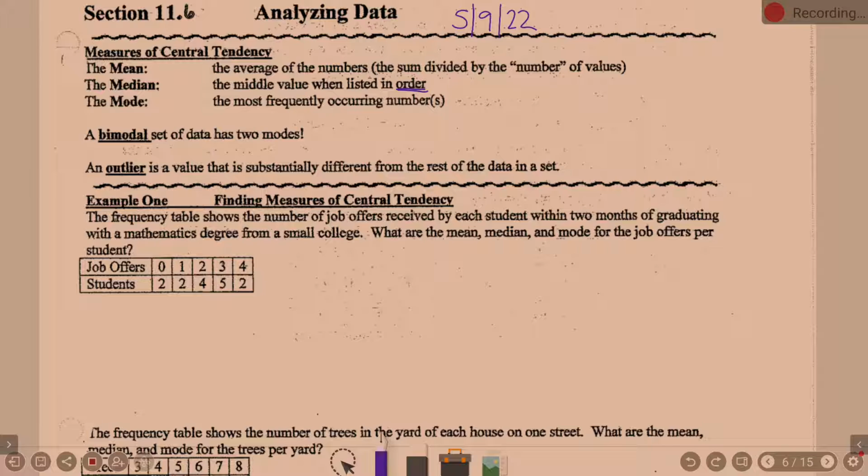Okay? A couple more vocabulary words. A bimodal set of data has two modes. So if you do have something with two modes, it's officially known as bimodal. I don't know that you'll really see bimodal in the homework. And then we're also going to talk about outliers.